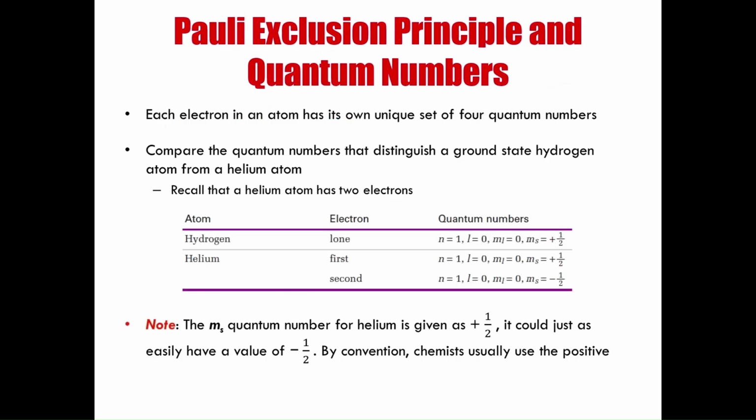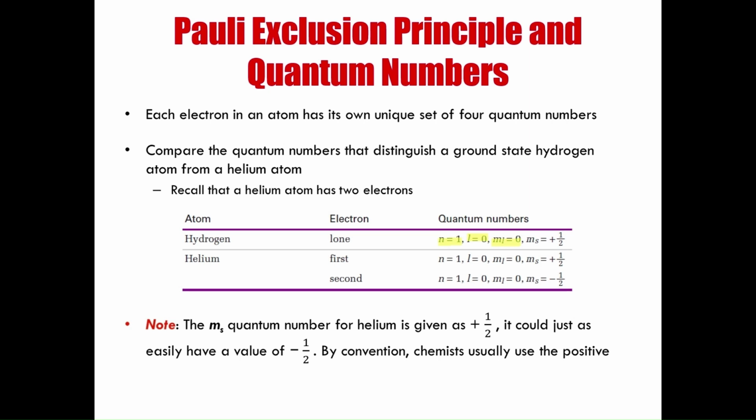Each electron in an atom has its own unique set of 4 quantum numbers. Let's compare the electrons in a hydrogen atom to the electrons in a helium atom. Remember, a hydrogen atom only has 1 electron, but a helium atom has 2. So if you look at hydrogen, hydrogen exists, of course, in energy level 1. It only has one orbital, L equals 0, an s orbital. And the orientation for that orbital is always ML equals 0.